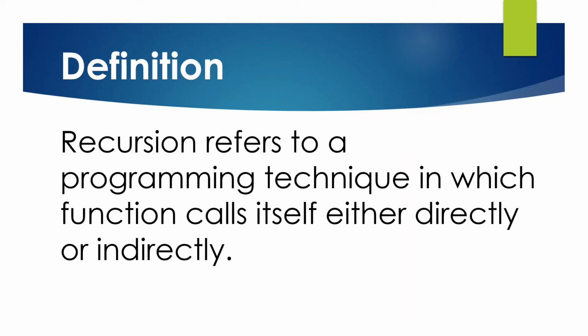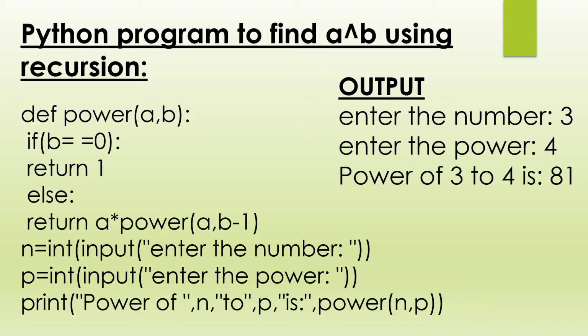So, what is recursion? Definition. Recursion refers to a programming technique in which a function calls itself either directly or indirectly. Let us understand this by a program. So here is a Python program to find a to the power b using recursion.